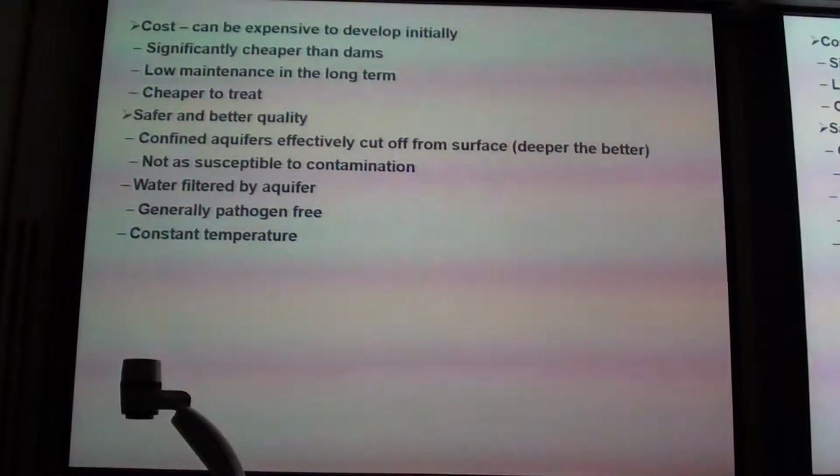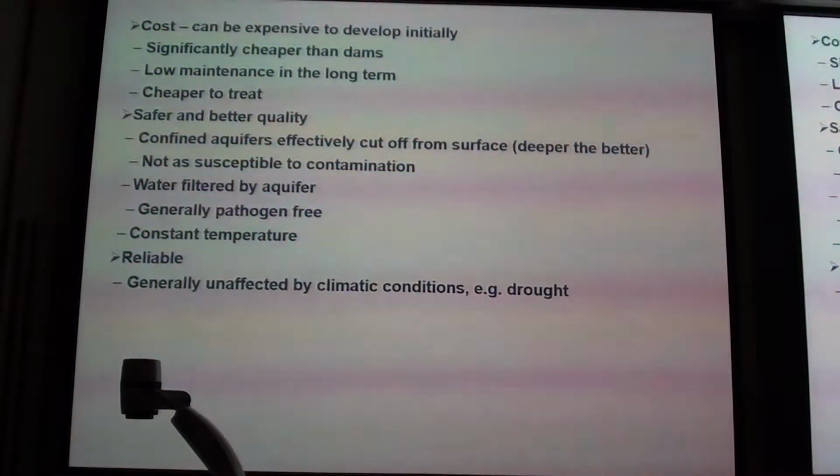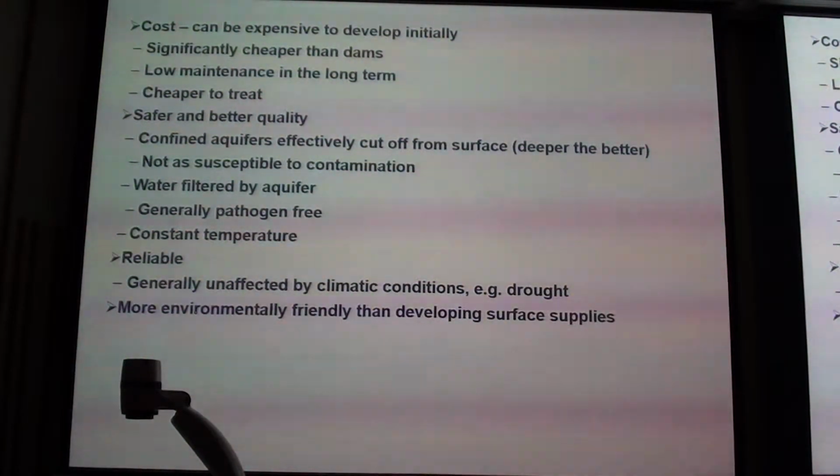out of the ground. It's a nice constant temperature, okay, and generally groundwater supplies are reliable. They're not climate dependent. Okay, so again, if you've got confined systems, they're pretty good. Okay, you're not going to be too worried about drought conditions as long as you're not damaging it from pulling out too much water. As long as you know it's being recharged periodically, then it's a much more reliable source often than surface water. It's also more environmentally friendly than developing surface supplies.